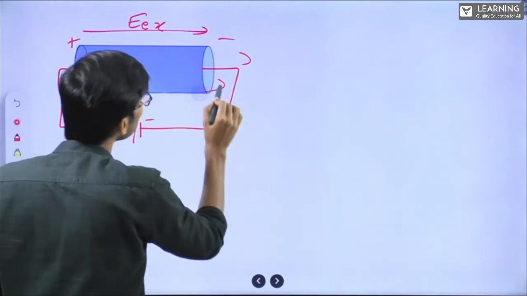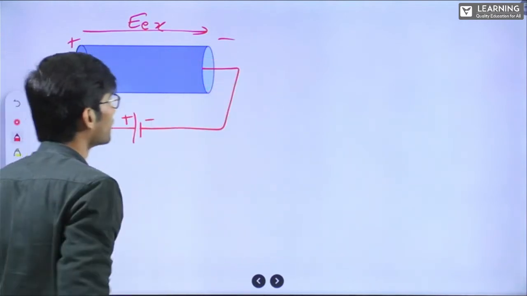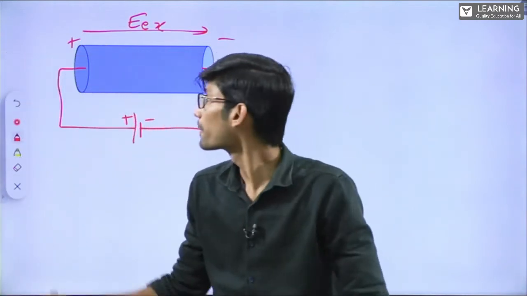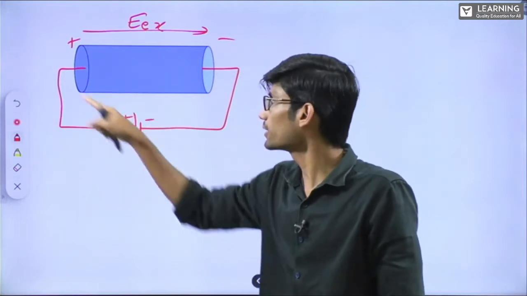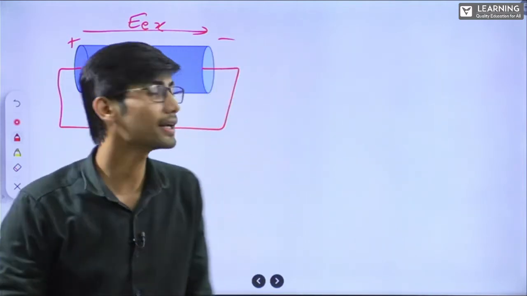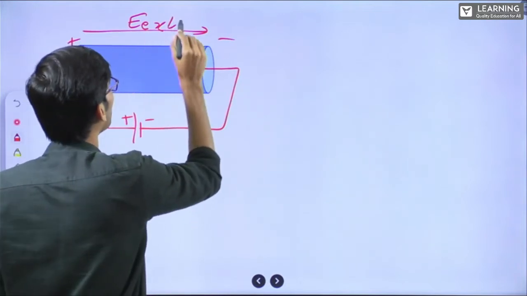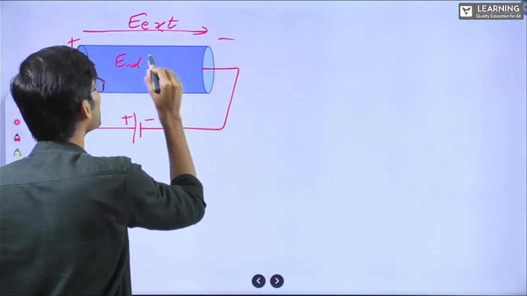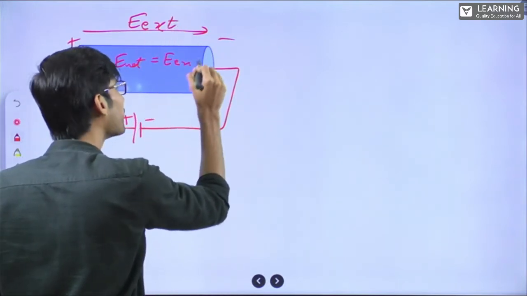Okay. Now this external electric field, in this conductor there is an electric field. Inside, the electric field is not 0. Net electric field is equal to E external. E net inside is equal to E external. There is only one electric field.